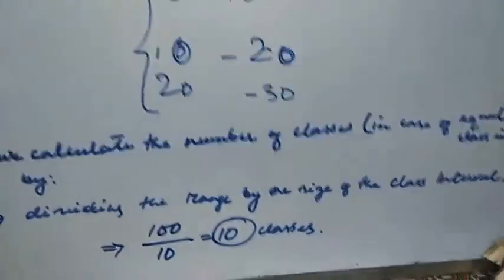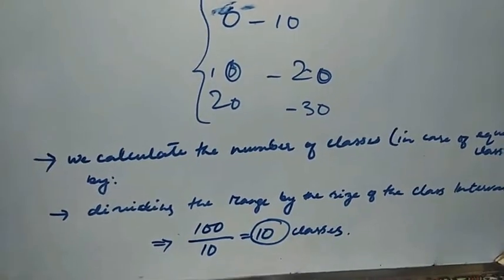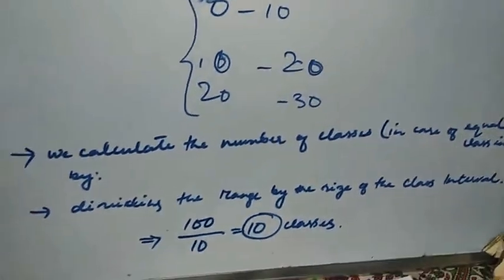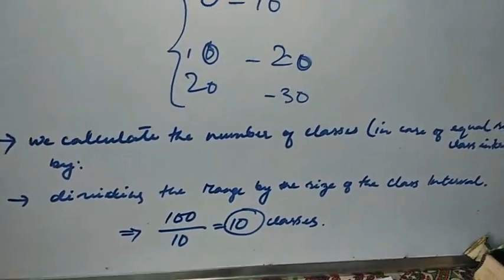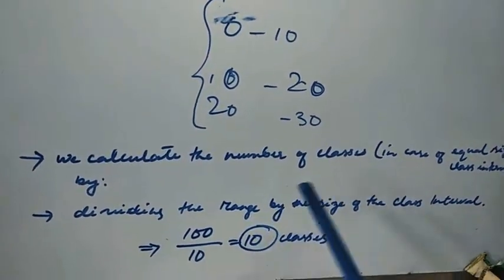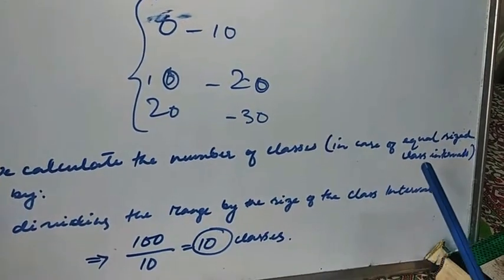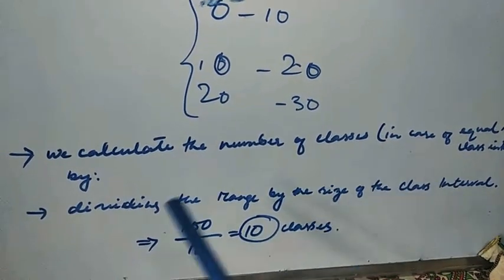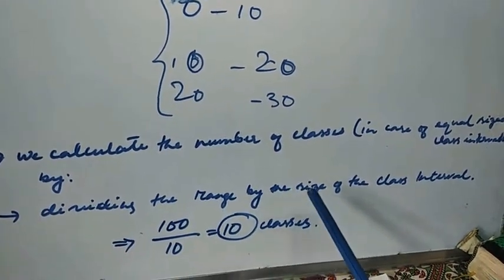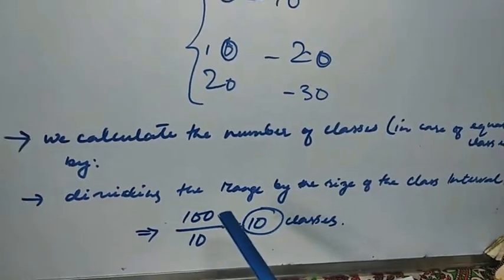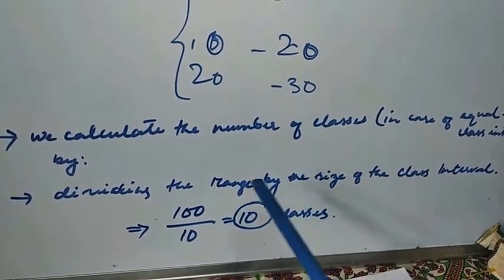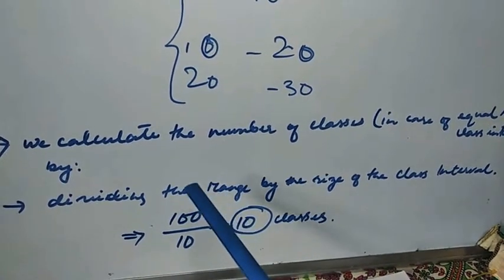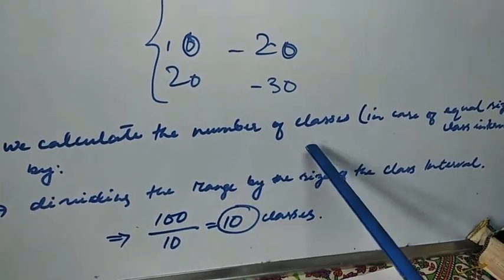So we are taking the example once again of table 3.1 from your previous table. Refer to the previous table 3.1. So when we are using an equal size class interval, we can calculate the number of classes. How? By dividing the range by the size of the class interval. Range is the difference between the highest and the lowest value of a variable. So in the previous table 3.1, your range is 0 to 100.